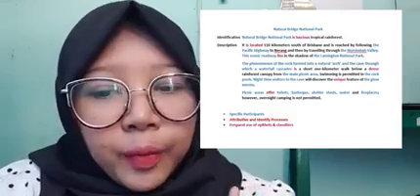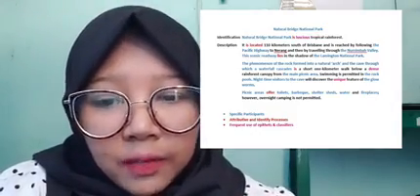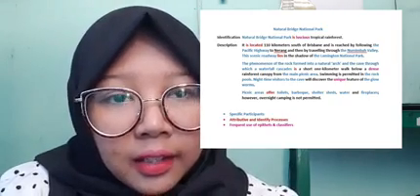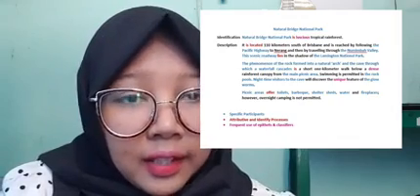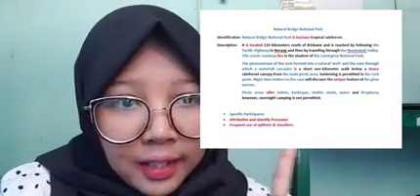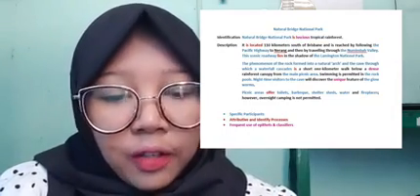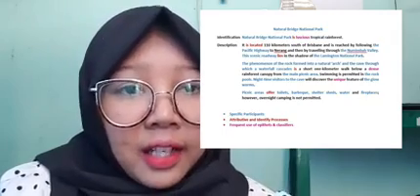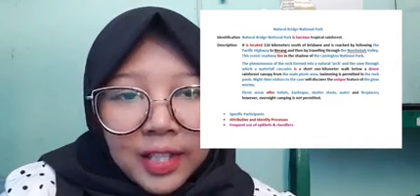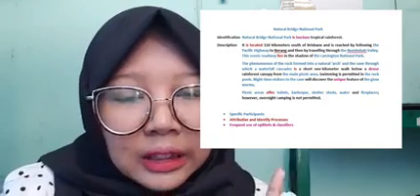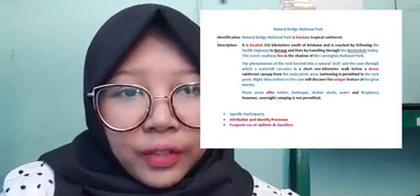This is the example of description text. I have put the blue color to specific participants and red color for use of attributive and identifying process. We can see this, and pink for frequent use of epithets and classifier, and the last is yellow for simple present, if you are a little confused about it. Okay, we go to the third, it is report text.